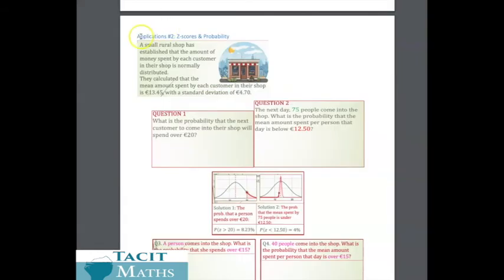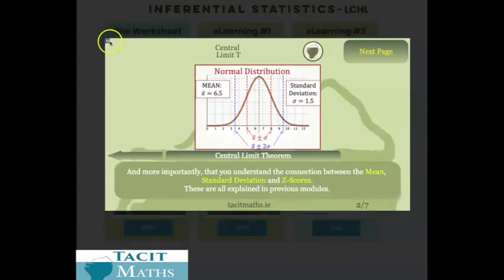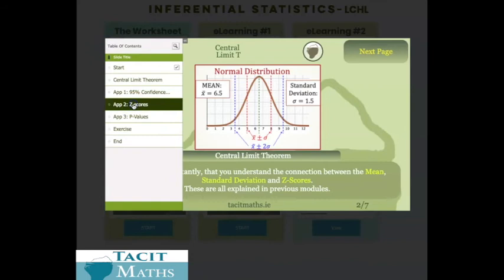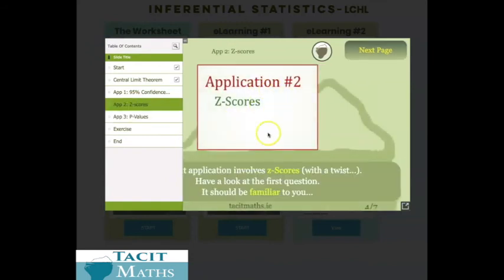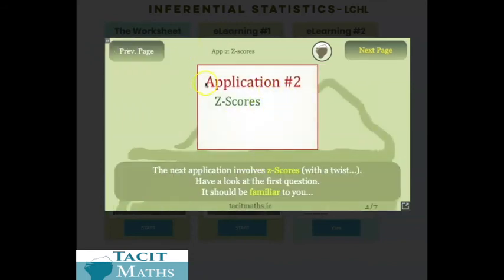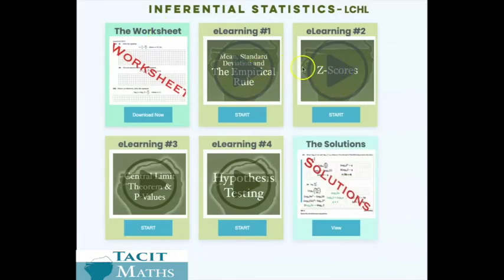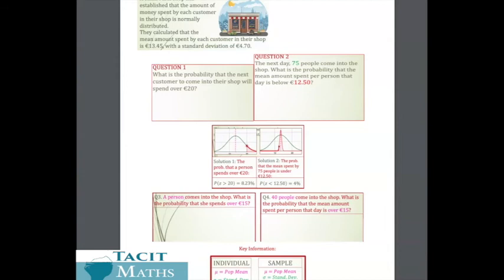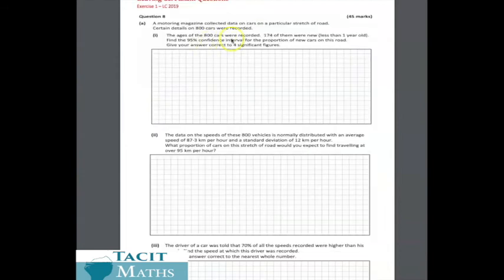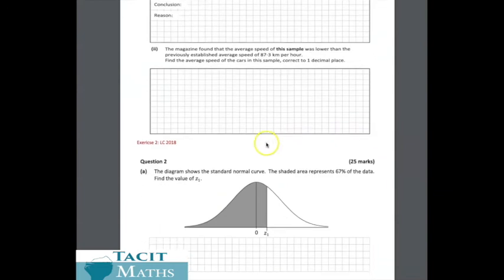So let's say you want to go to application 2, z-scores and probability. You go to the table of contents, z-scores, and this goes through that worksheet. The key thing, as I said, is that you should have made some effort at trying out the worksheet before you go through the solutions. So there's a module for each of these, and depending on how well you go through each of them, that'll fully prepare you for the exam questions, which is the main aim. You should be trying to get down to these exam questions as quickly as you can.